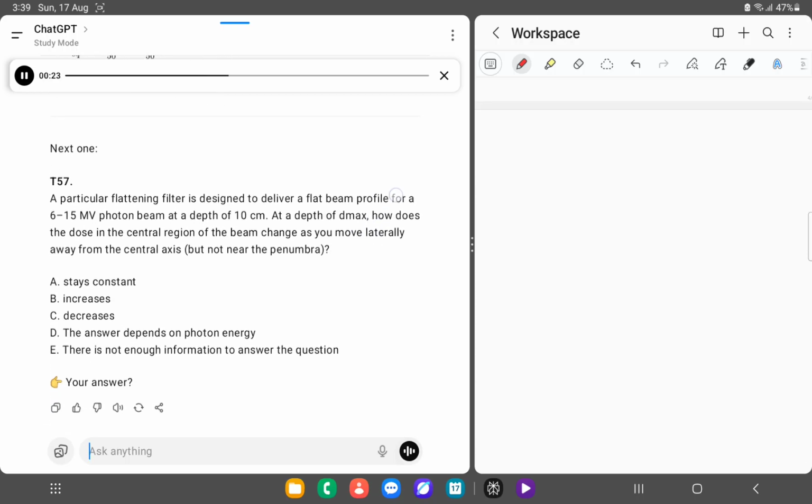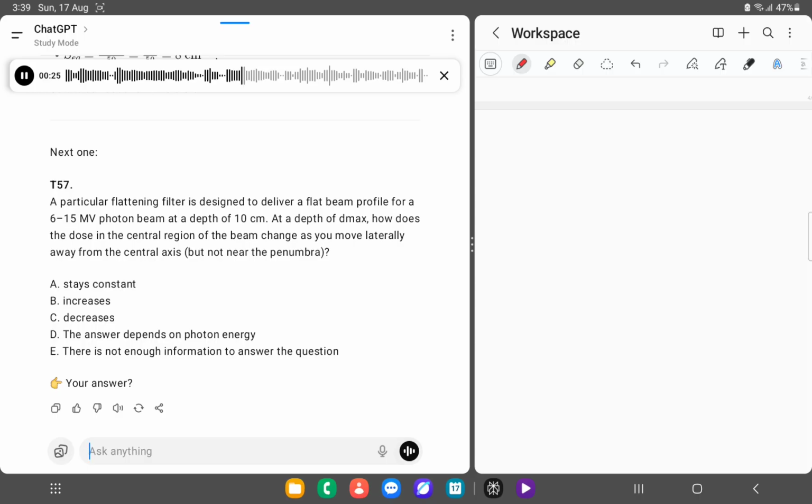Next one, T57. A particular flattening filter is designed to deliver a flat beam profile for a 6 to 15 MV photon beam at a depth of 10 centimeters. At a depth of Dmax, how does the dose in the central region of the beam change as you move laterally away from the central axis, but not near the penumbra? A, stays constant, B, increases, C, decreases, D, the answer depends on photon energy, E, there is not enough information to answer the question. Your answer?